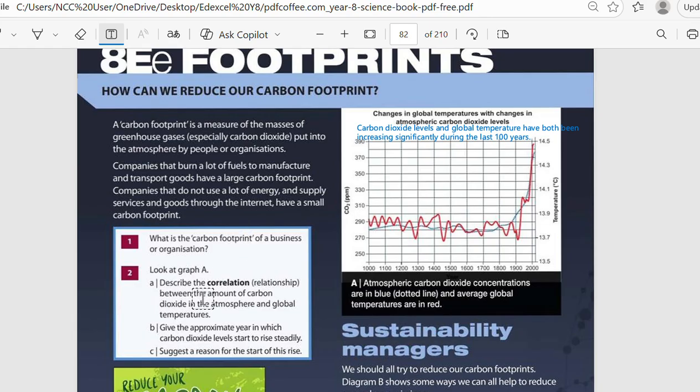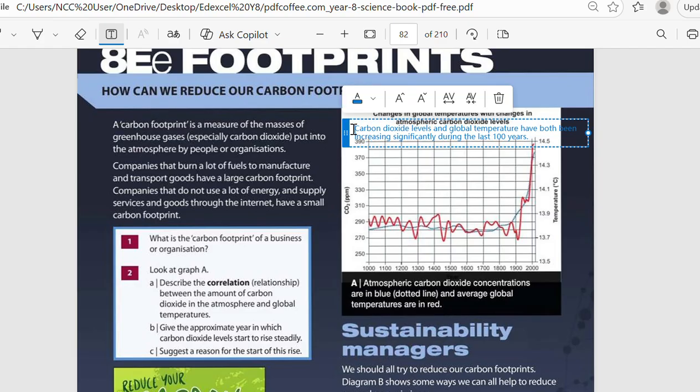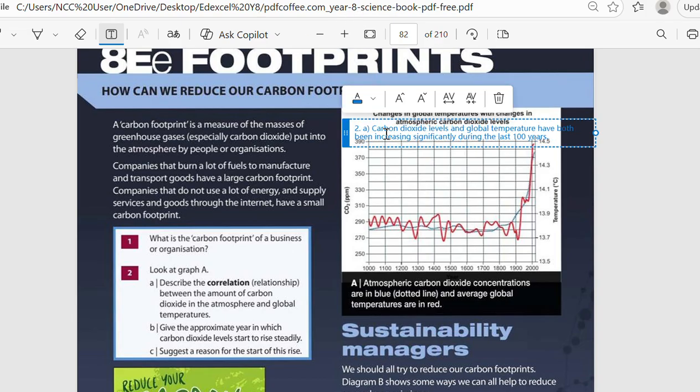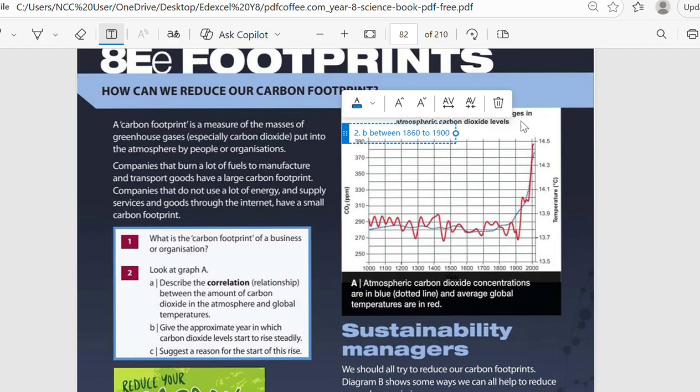Right. Then for part B, okay, let me put it like this. Question 2, part A. Right. Next one, give the approximate year in which carbon dioxide levels start to rise steadily. Not 1990s. See nicely and give me the answer. Is it in the 2000s?